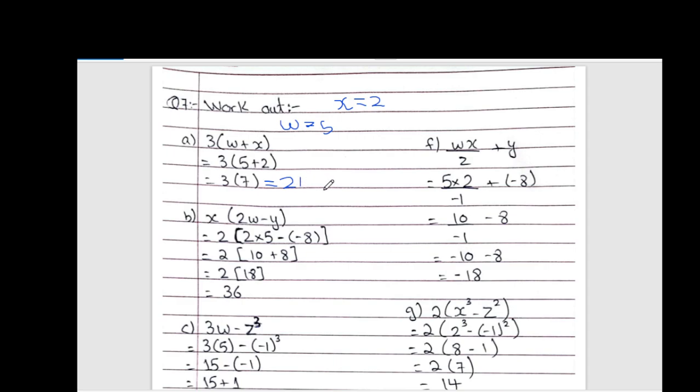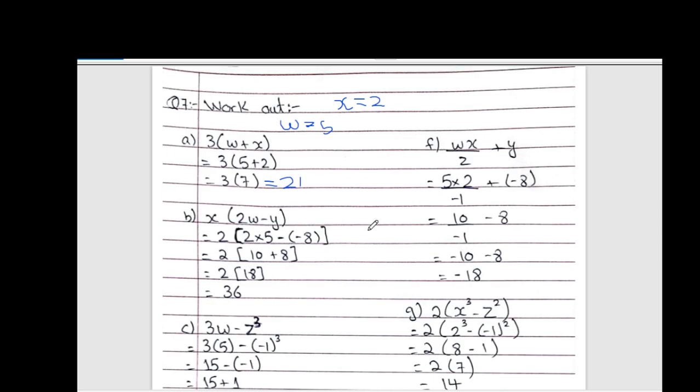So in part B, the expression is x into 2w minus y. We will substitute the value of x is 2, 2 is as it is, w is 5, then minus y is minus 8, and then 2 as it is, 2 into 5 is 10, minus minus plus 8, 10 plus 8 is 18, then 2 multiplied by 18 is 36.